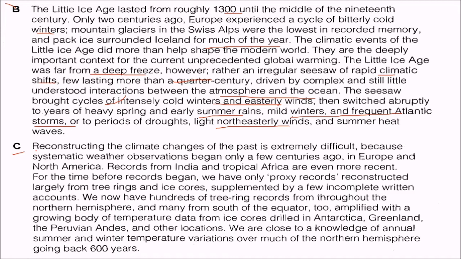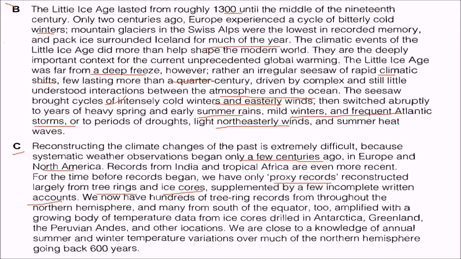C. Reconstructing the climate changes of the past is extremely difficult because systematic weather observation began only a few centuries ago in Europe and North America. Records from India and tropical Africa are even more recent. For the time before records began, we have only proxy records reconstructed largely from tree rings and ice cores, supplemented by a few incomplete written accounts.